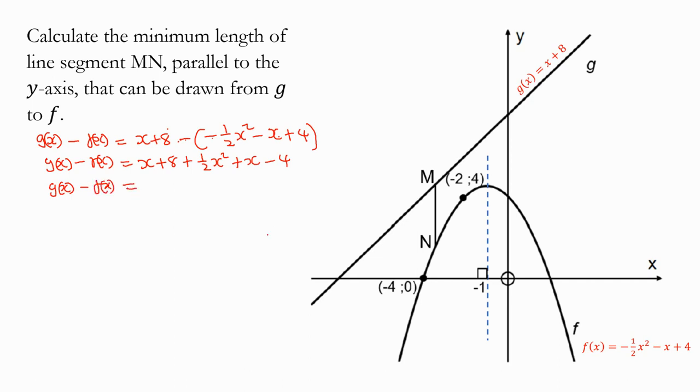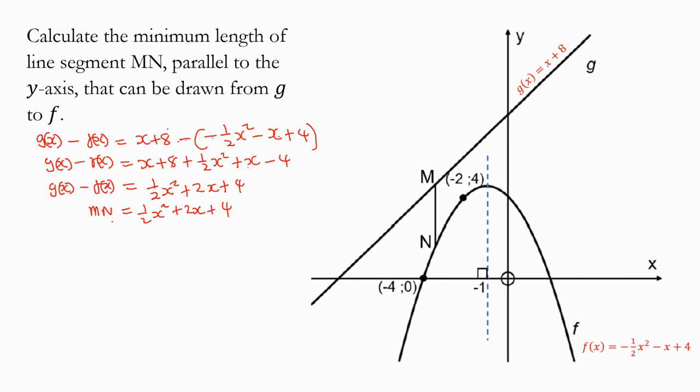Which is equal to: the x squared one is just half x squared. Then x plus x is 2x, so it's plus 2x. And then 8 minus 4, that's plus 4. So MN, or even if you say y is fine, is equal to half x squared plus 2x plus 4. Let's derive this.